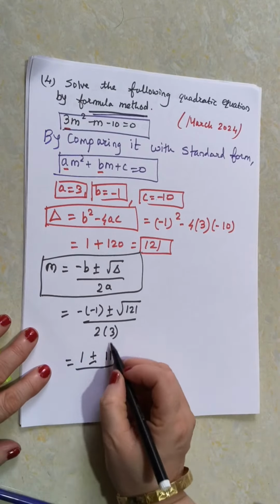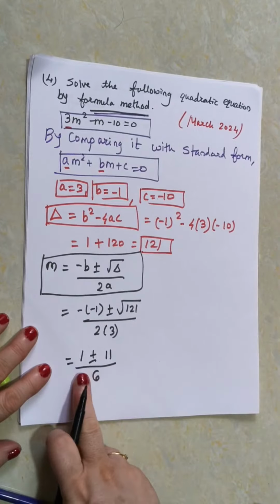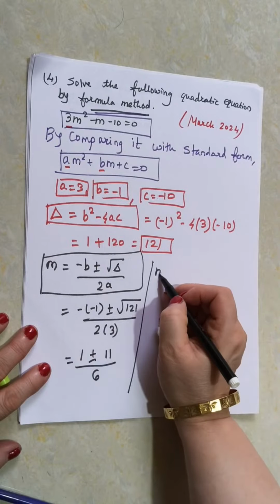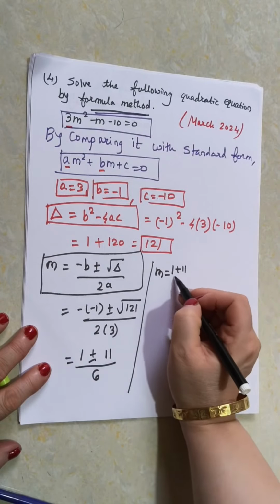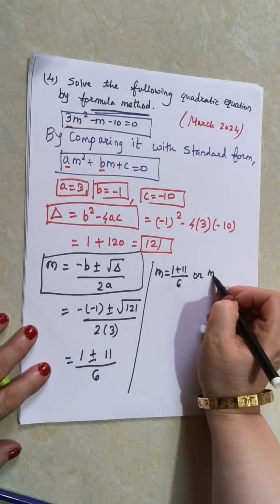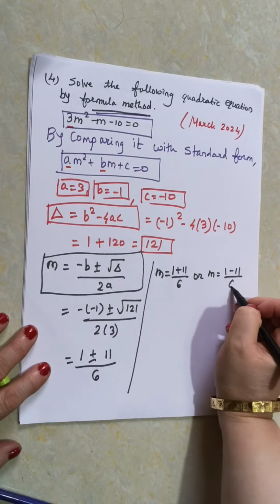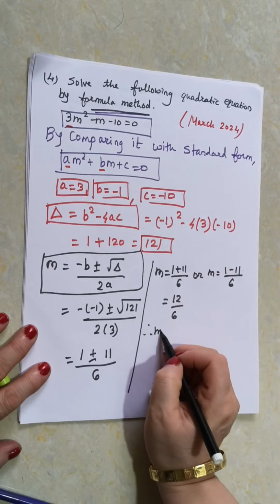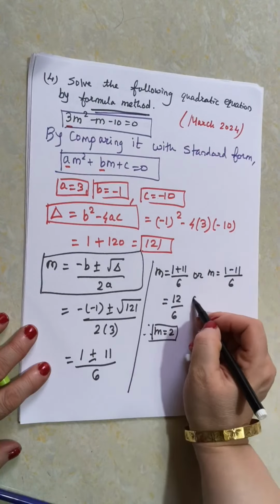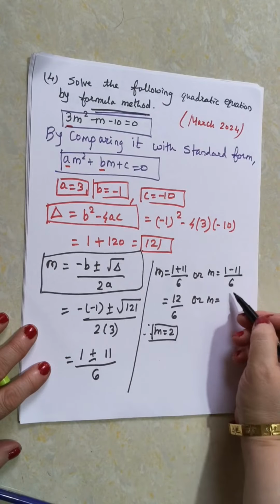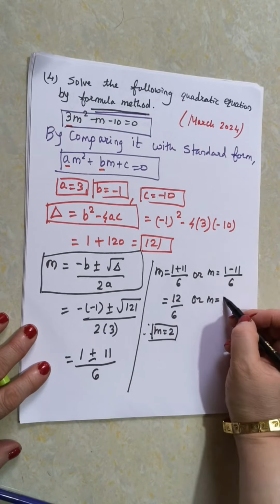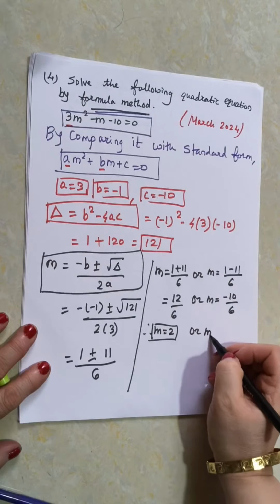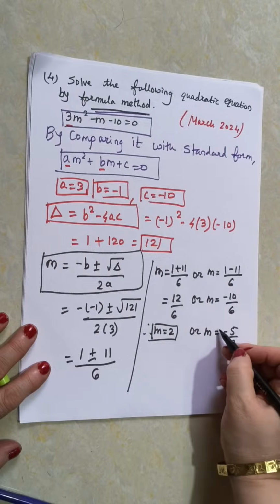That is 11, and 3 twos are 6. First I will take positive 11 and then I am going to take negative 11. So m is equal to 1 plus 11 upon 6, or m is equal to 1 minus 11 upon 6. So 1 plus 11 is 12 upon 6, so m is equal to 2, or m is equal to negative 11 plus 1, that is negative 12 upon 6. Let us divide it by 2. So m is equal to negative 5 upon 3.